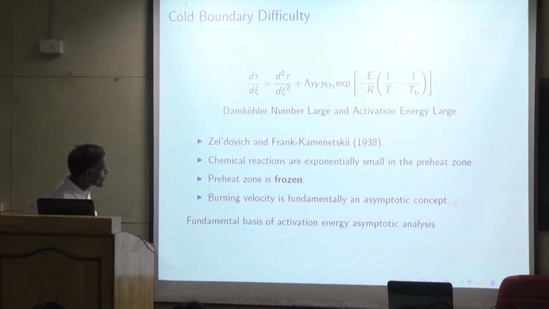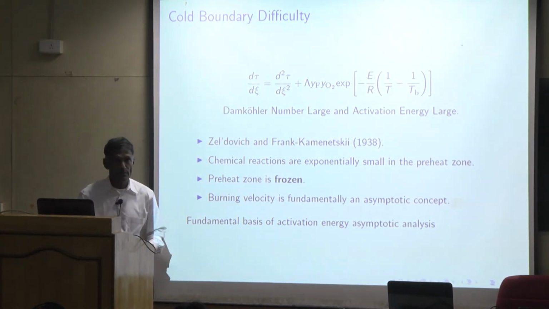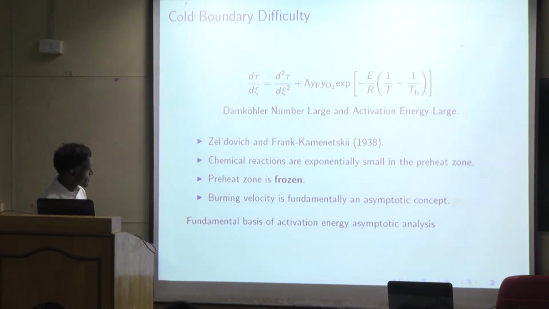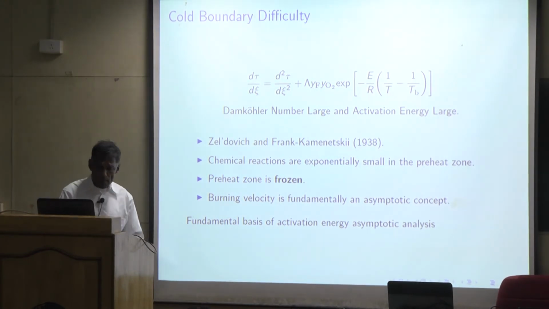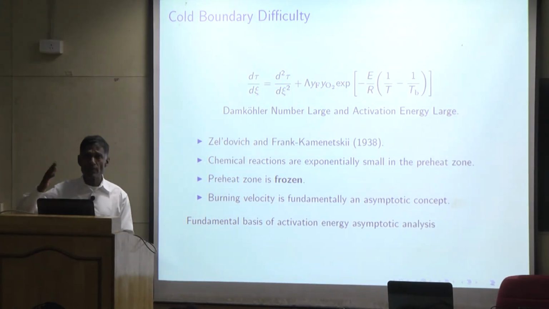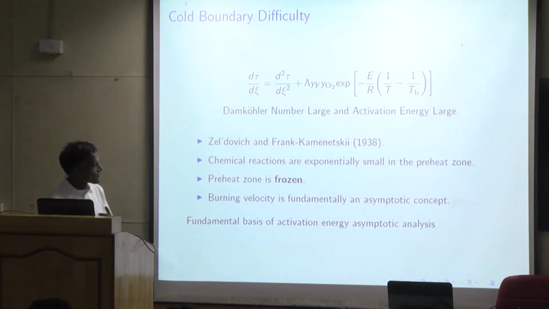This is a very important point I want to drive home today: burning velocity is only an asymptotic concept, just like in boundary layer theory, the inviscid flow. You have inviscid flow and viscous flow. The inviscid flow is only an asymptotic concept, because only in the limit of viscosity being zero. You can argue that viscosity is never zero. Yes, but you can say that if the viscosity is less than a certain amount, it is effectively zero. The same thing holds here as well. This is the fundamental basis of asymptotic analysis.